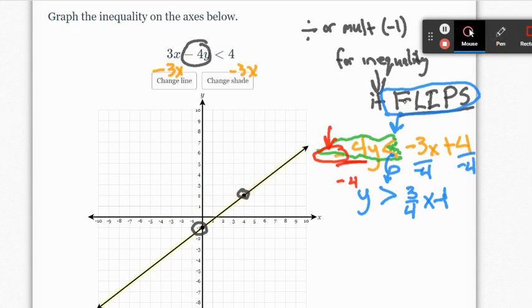And then just like before, we have to check what situation we have for the context of our line. This is greater than. Greater than does not have an equal sign, so I'm supposed to change the line to be dashed. And then this is shade above, so I want my shading to be above, just like this. This is the correct shading for this problem.